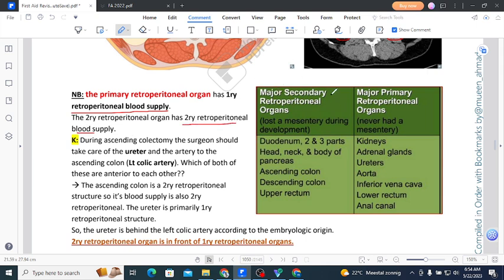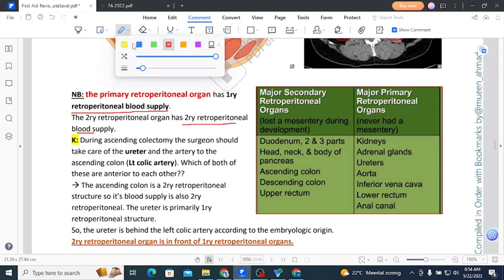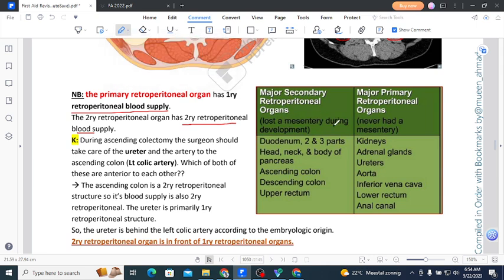Here you can see the major secondary retroperitoneal organs losing a mesentery during the development. The duodenum, second and third parts, head, neck, and the body of the pancreas, ascending colon, descending colon, and upper rectum. So you can see all those organs which are partially intraperitoneal were actually completely intraperitoneal, but then some parts of them became secondarily retroperitoneal. As you know, the first part of the duodenum is intraperitoneal, while the second, third, and fourth parts are retroperitoneal.